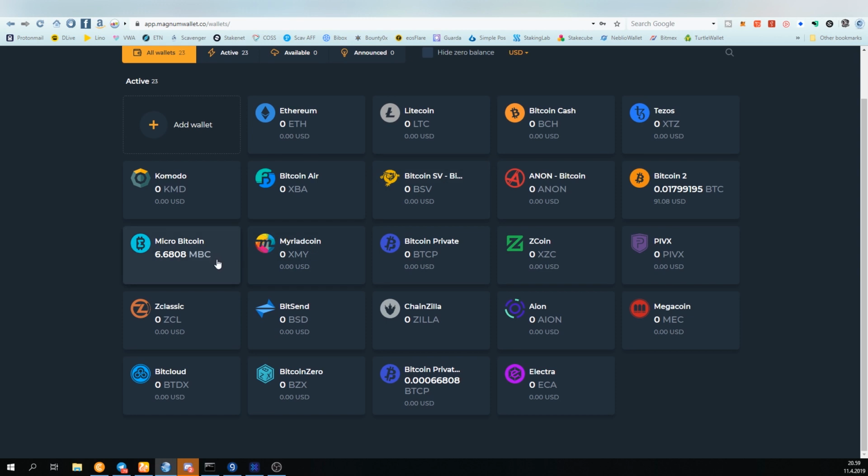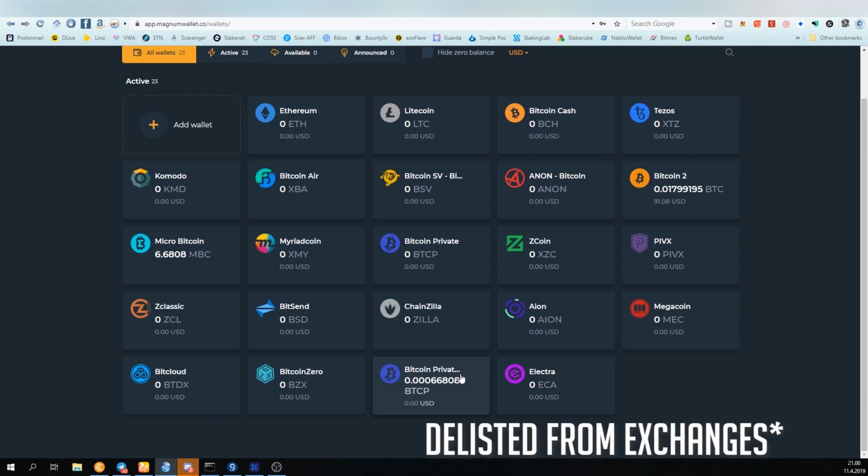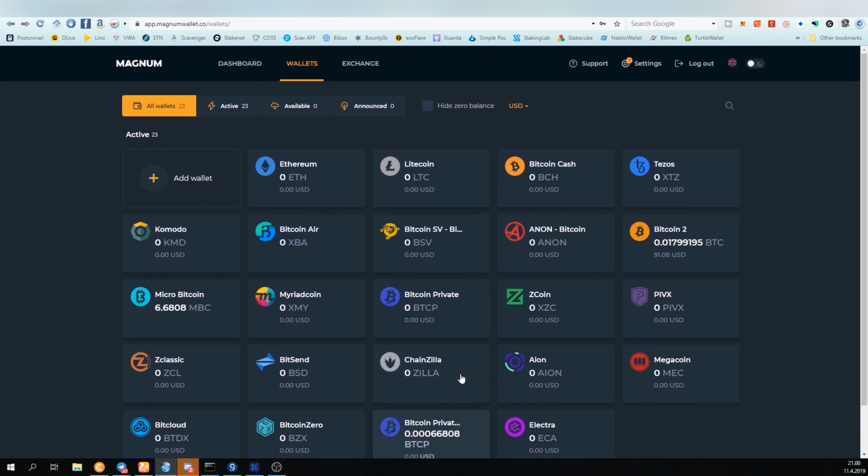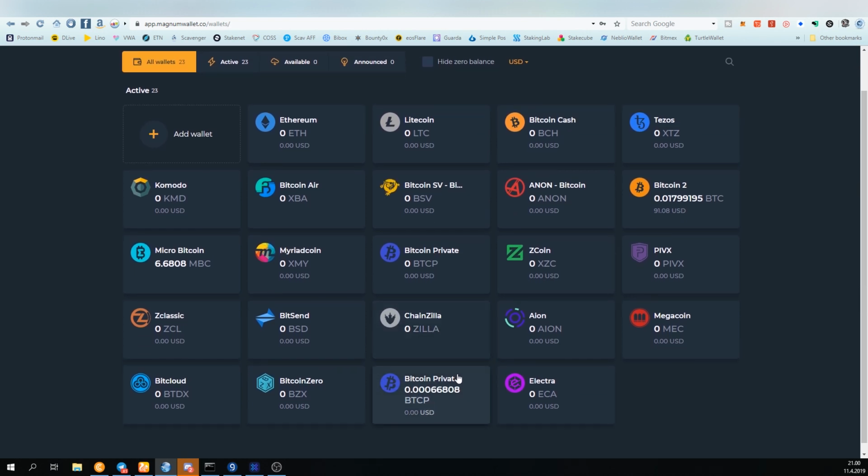There's Micro Bitcoin, and this is something that I actually claimed through my Bitcoin address. And we have Bitcoin Private, and I do want to say Bitcoin Private is what I would deem a scam. It has been delisted from many websites. So if you own it right now, sell it, dump it. This is a scam. There was some privacy risk. I mean, do your own research, that's what I've been reading. But Bitcoin Private is a scam.